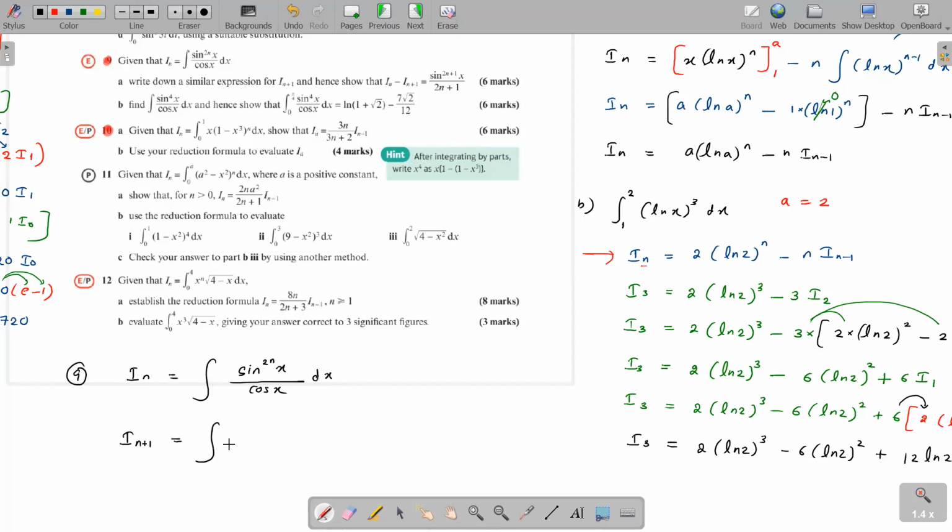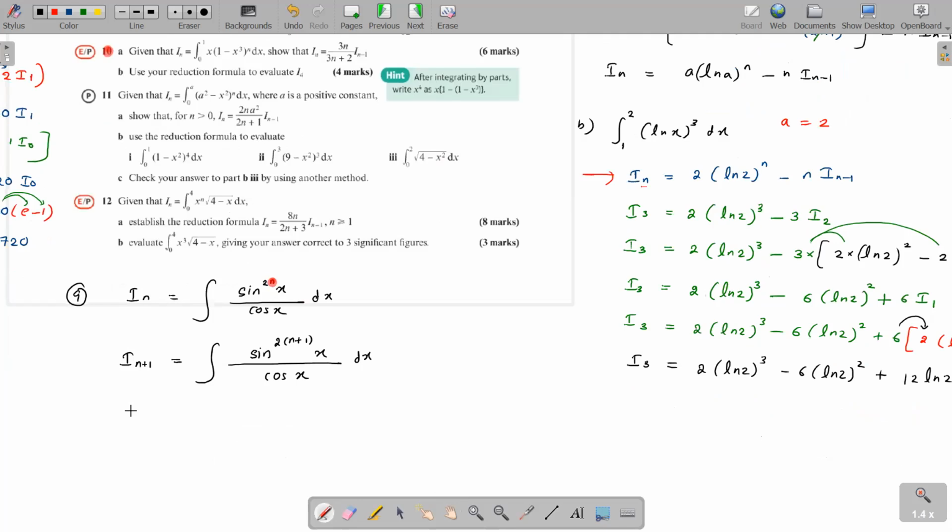I_(n+1) equals the integral of sine. So you replace the n here with what? n plus 1. So 2 times (n plus 1) over cos x. Okay, so then I_(n+1) equals the integral of sine to the power 2n plus 2 x over cos x. Do you agree?